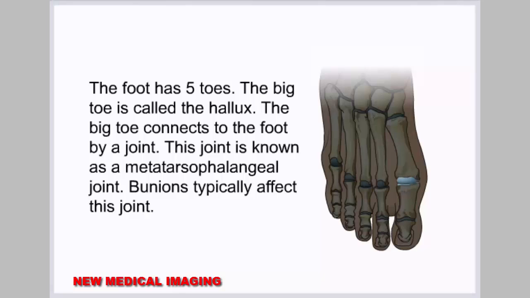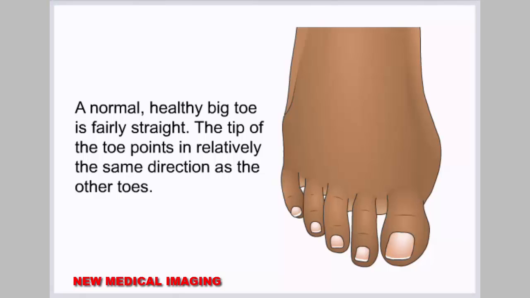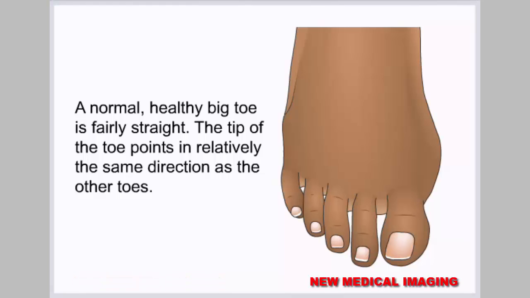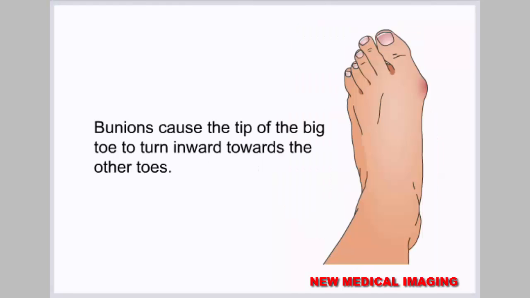The foot has 5 toes. The big toe is called the hallux. The big toe connects to the foot by a joint. This joint is known as the metatarsophalangeal joint. Bunions typically affect this joint. A normal, healthy big toe is fairly straight. The tip of the toe points in relatively the same direction as the other toes. Bunions cause the tip of the big toe to turn inward towards the other toes.